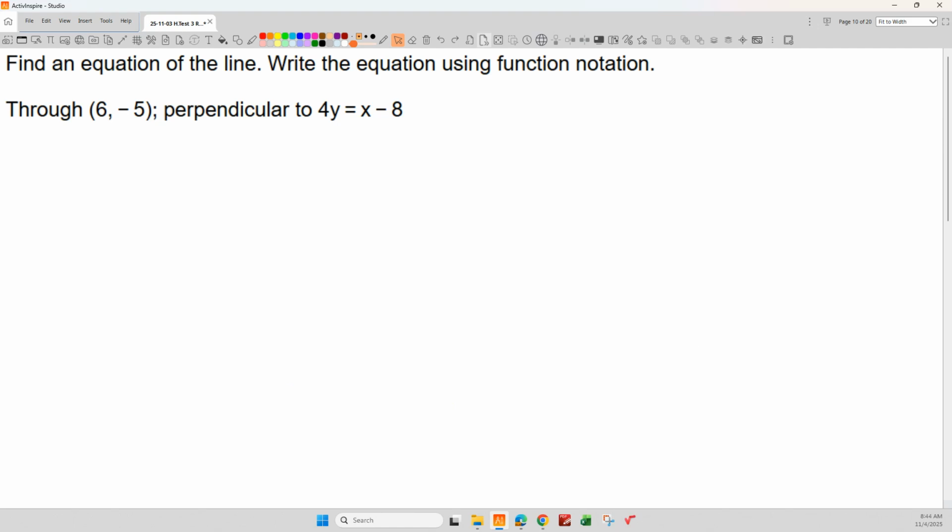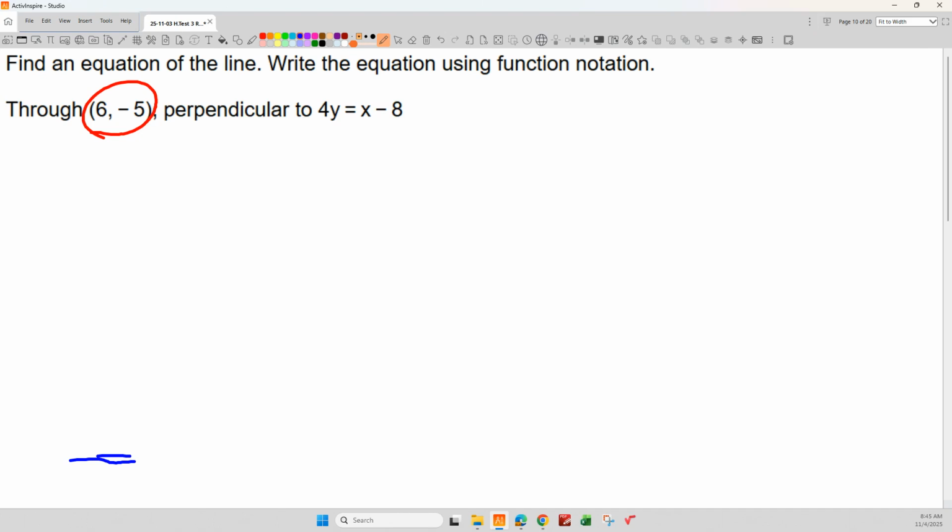Okay, what about one like this? It wants us to write the equation of a line through a given point perpendicular to a second line. So it's the same exact problem as before, only we are given the information in a different way. So we have a point. We need a slope. How am I going to come up with a slope? It's the opposite reciprocal of whatever that slope is, right? So how would I find the slope of that line?